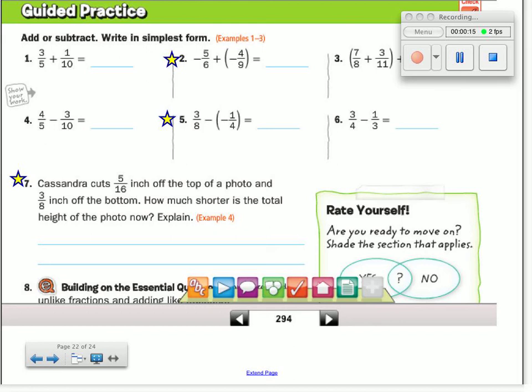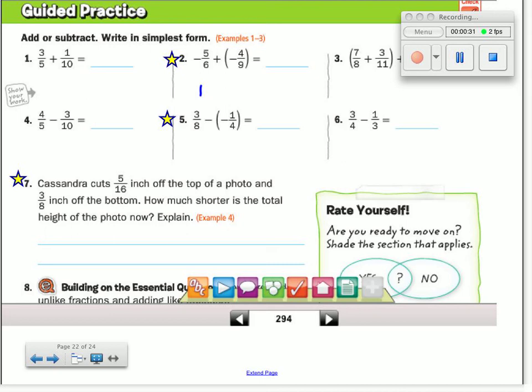Anyone know? 54. Okay, anything smaller. We can use 54, absolutely. What do you think? 36. Okay, anything smaller? Yes. 18. I'm going to use 18, but 54 works, 36 works, all of those work.